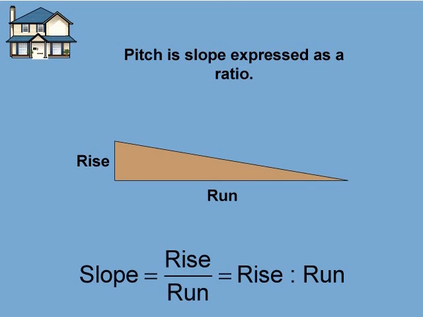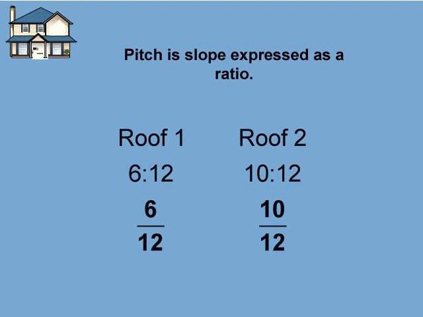While slope is often written as whole numbers, decimals, or fractions, pitch measurements are written as ratios in the form shown here. Pitch measurements usually involve units of 12. The large roof has a pitch of 6 to 12. The small roof has a pitch of 10 to 12. To find which is steeper, compare the slopes. For this comparison, we can convert them to fractions. Since they have a common denominator, we know that roof 2 is steeper.